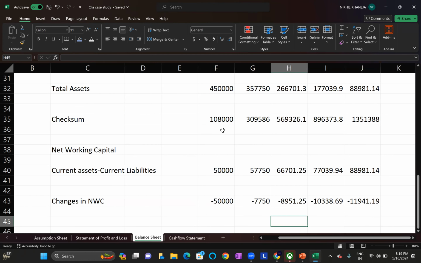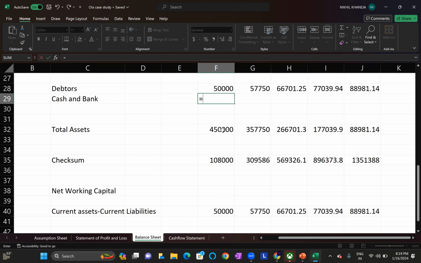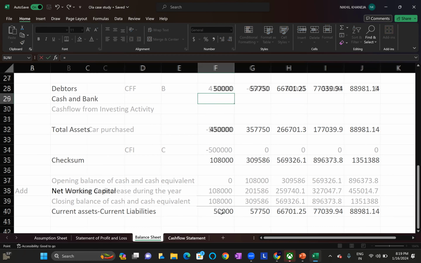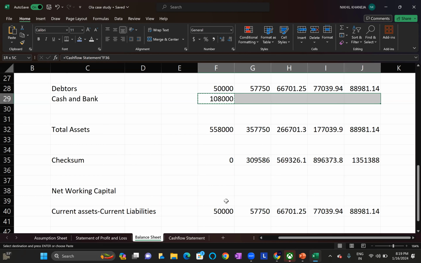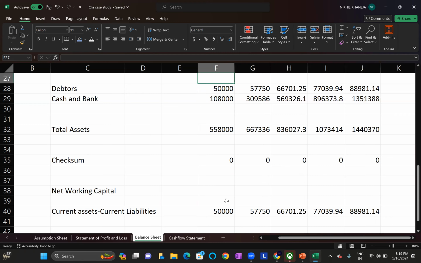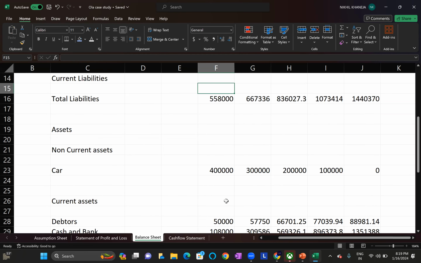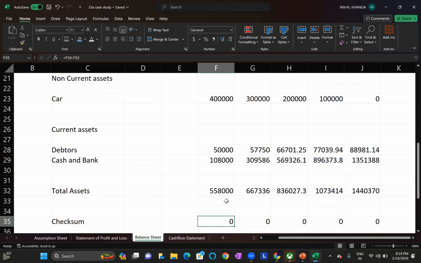So I'll be linking. I'll go to my balance sheet. Here I need cash and bank balances. I'll be linking these amounts from cash flow statement, this closing balance. Control C and drag it for remaining years. Now you can see checksum is 0. My assets balances are matching with my liability balances. As you can see, 558,000, 558,000.